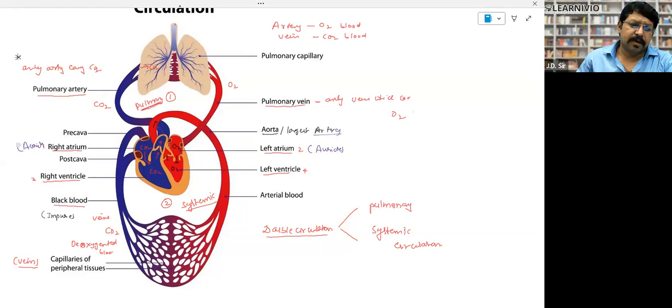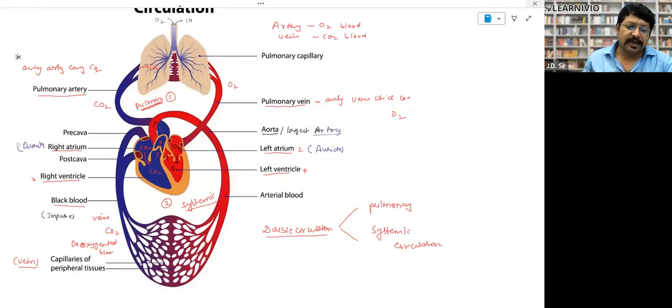Lungs release the carbon dioxide, and in return they take the oxygen from the atmosphere. Now the deoxygenated blood becomes oxygenated. This oxygenated blood is again sent to the left atrium through a vessel called the pulmonary vein. The pulmonary vein is the only vein which carries oxygenated blood. Otherwise, the rest of the veins of the body carry deoxygenated blood. This blood reaches the left atrium, and from the left atrium it reaches the left ventricle.